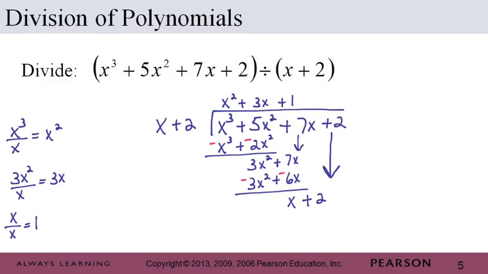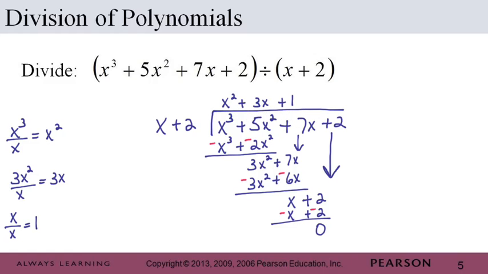1 times x is x. 1 times 2 is 2. Change signs and add. And of course this time we get a remainder of 0. Now that means that x plus 2 went evenly into this 4-term polynomial. And so the quotient is simply x squared plus 3x plus 1.